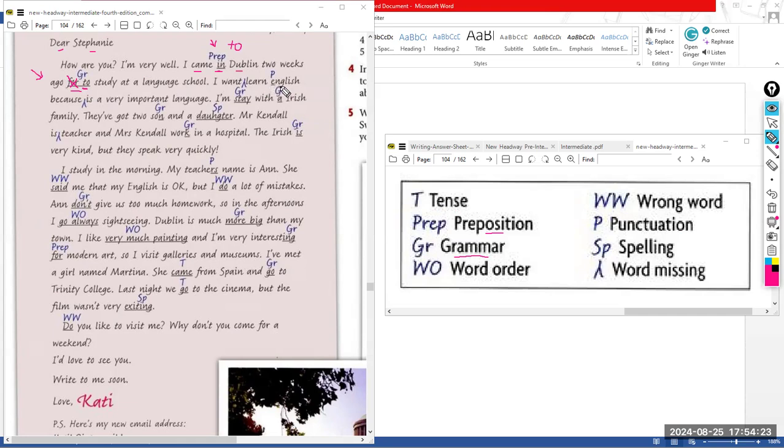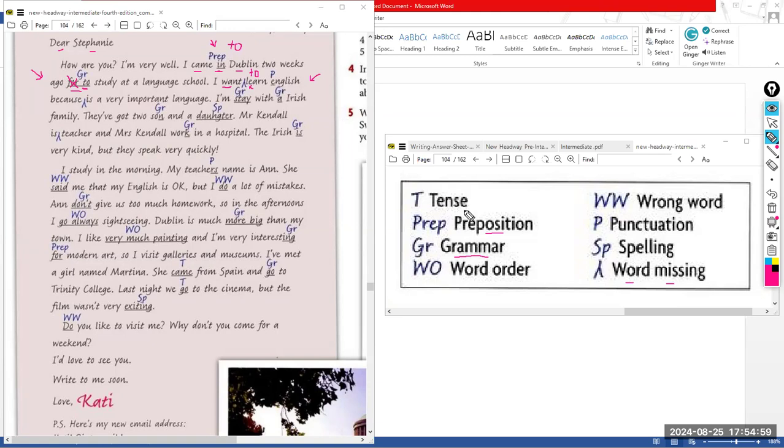I want to learn English because it's a very important language. So can you find the mistakes that we have in this sentence? Exactly. So the first mistake, I have to say, I want to learn. So notice here, this is the symbol, and this symbol shows that we have a missing word. And the missing word is to, because if you want to use the verb want, you have to use to. So I want to learn.